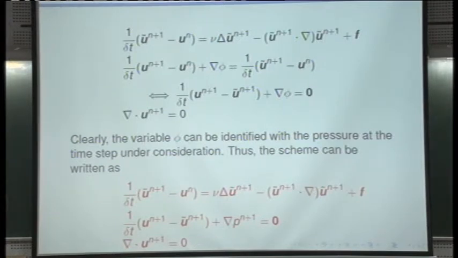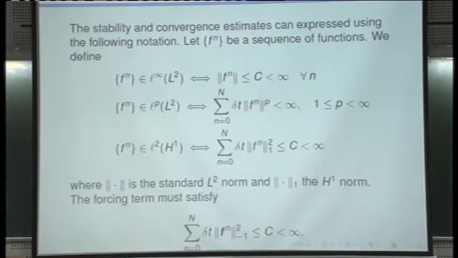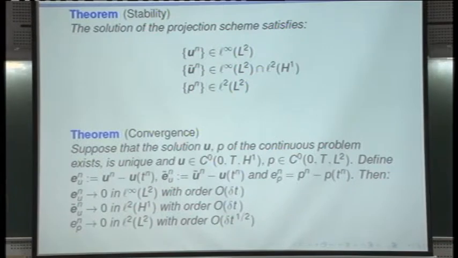So for U tilde, we can have H1 control, but what about the end of step velocity? For the end of step velocity, we don't have any derivative, so we cannot expect anything. We only have the control that comes from this term that is only in L2, so we only have L infinity L2 control. So that's the stability result. By the way, the method was introduced by Chorin and Temam in 69, I guess. Both papers were published in 69, but the analysis is later, and the convergence analysis didn't appear until about 10 years later.